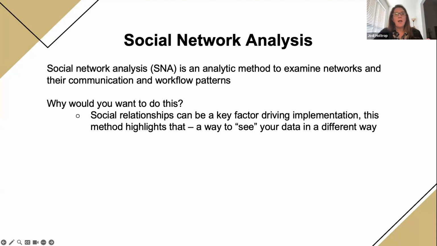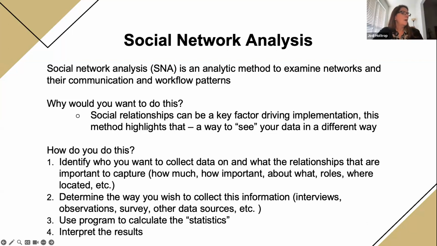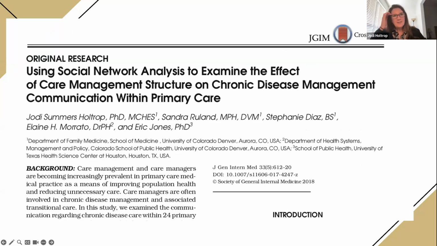And this is really, really helpful for dissemination implementation research, because social relationships can be a key factor in driving implementation. So what you want to do is think about what you're trying to study, identify and collect the data on that. And then again, you use a program to calculate, I'm calling it the statistics, but it's more like social network data results, not traditional statistics, and interpret the results. So let me work through another example. So this is a social network analysis on the care manager data that we used.